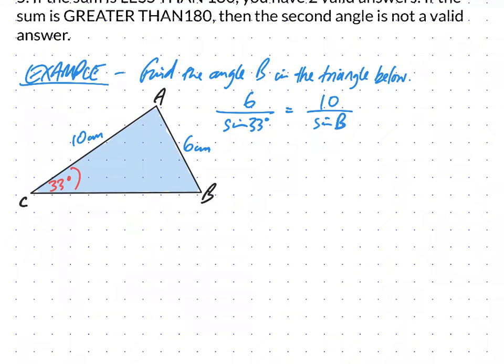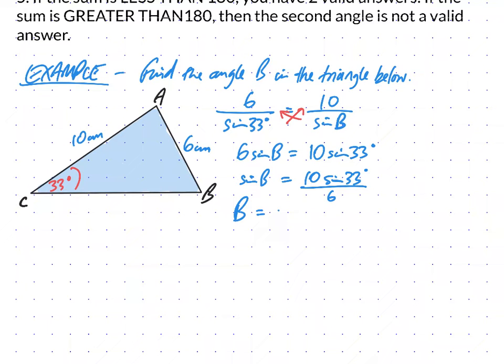Now we have cross multiplication. 6 sine B is equal to 10 sine 33 degrees. Sine of B is going to equal 10 sine 33 degrees over 6, to get rid of the multiplying by 6 on the left-hand side. And then to get B, I need to do the inverse sine of 10 sine 33 degrees over 6.